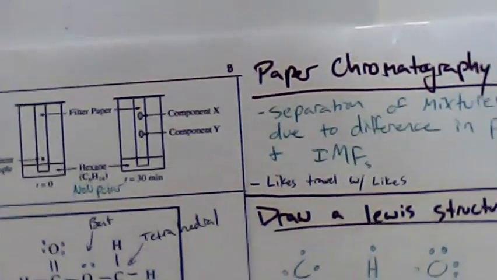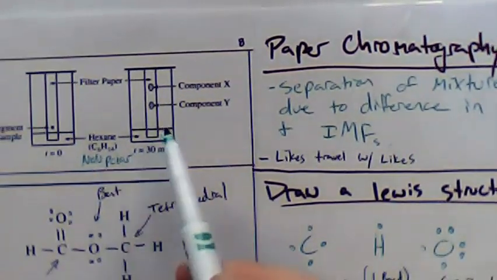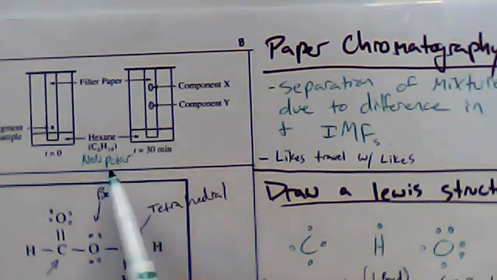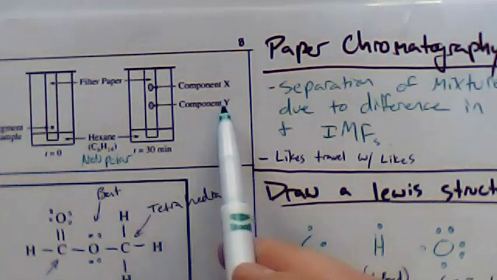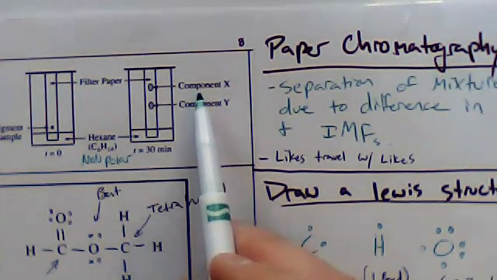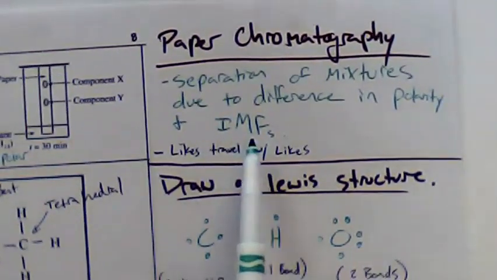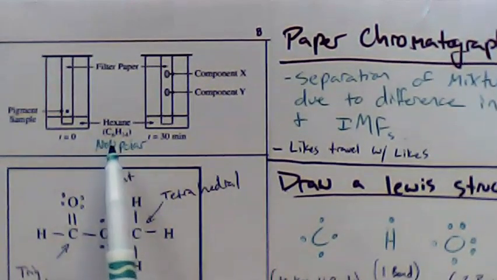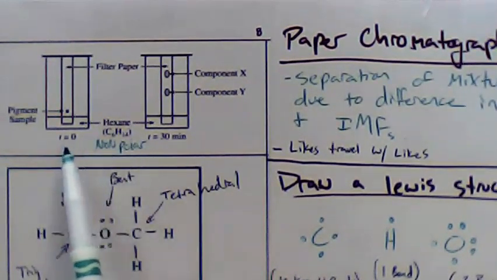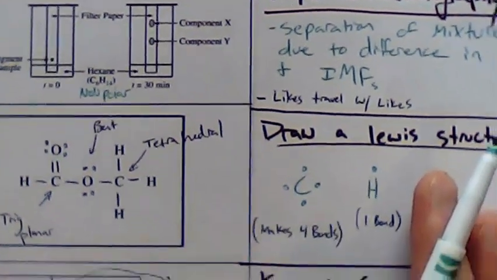Here's paper chromatography. We actually did this lab a long time ago. Remember, likes travel with likes. So if this was hexane, a nonpolar solvent, X is traveling with hexane up the paper more. So X would be more nonpolar than Y, or X would be lighter than Y. This is separation of mixtures using intermolecular forces. When we did this, we used an ionic compound, salt water, and alcohol, a polar compound. Look back at that. We did it with food dyes.